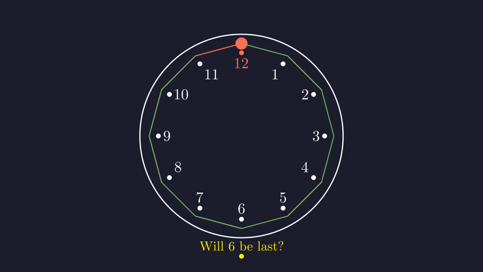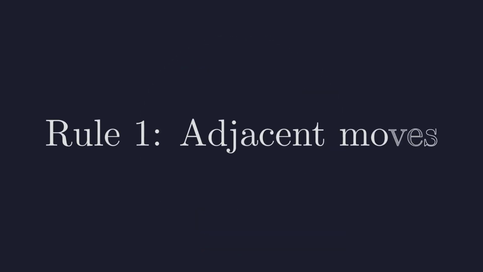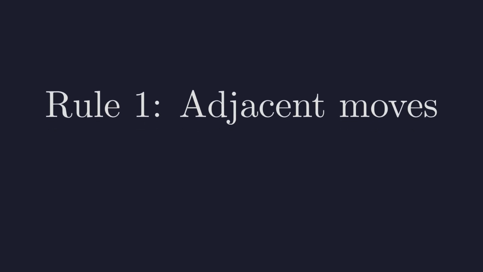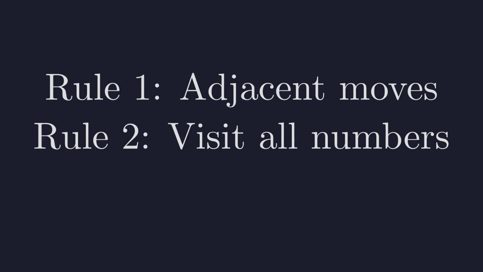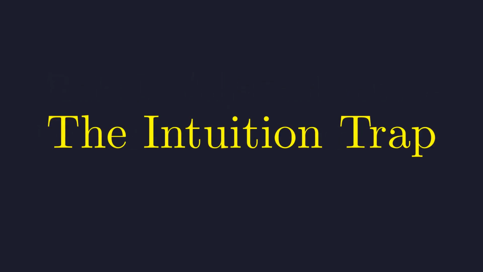Our question: what is the probability that 6, the number opposite from where she started, will be the very last number she visits? At each second, she moves one step to an adjacent number, either clockwise or counterclockwise, with equal probability. It's a perfect 50-50 chance. The random walk continues until she has visited all 12 numbers at least once. Only then does the process end. The question is, what is the probability that 6 is the last number visited?